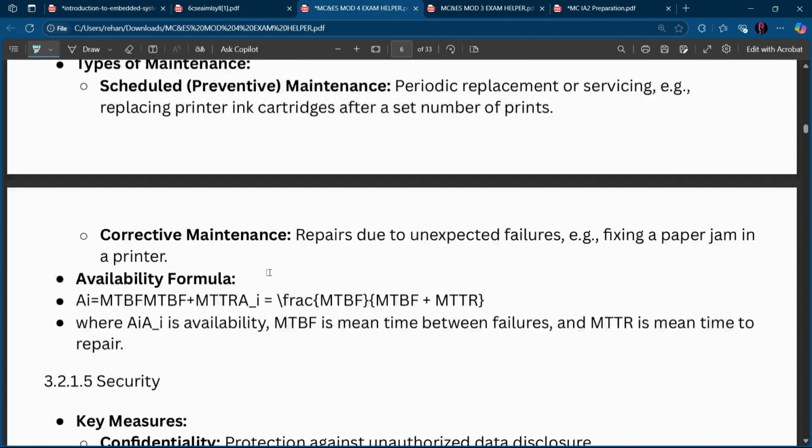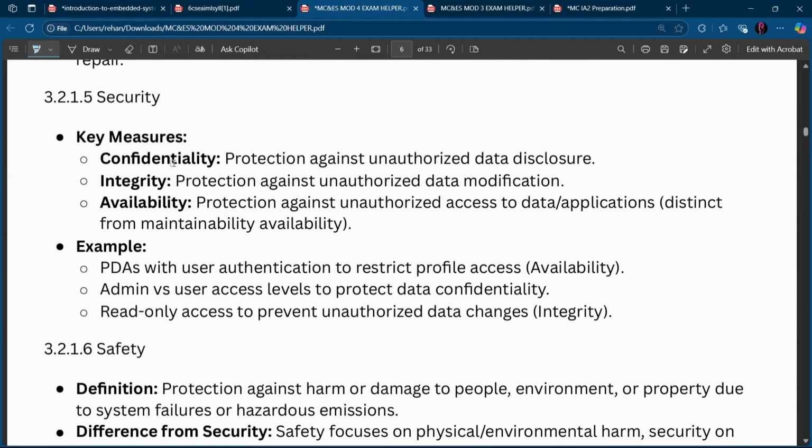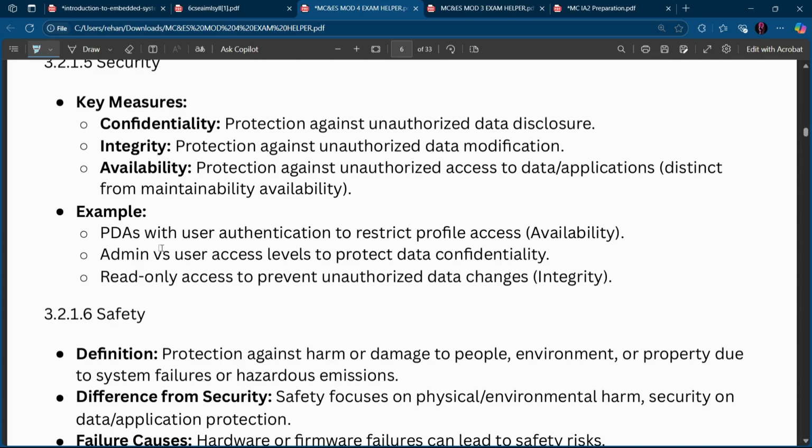Coming to security. Key measures: confidentiality, integrity, and availability. Confidentiality is protection against unauthorized access; integrity is protection against unauthorized data modification; availability is protection against unauthorized denial of access to data and applications. These are common features for security measures. For example, PDAs with user authentication to restrict profile access, that is confidentiality. Admin versus user access levels to protect data.